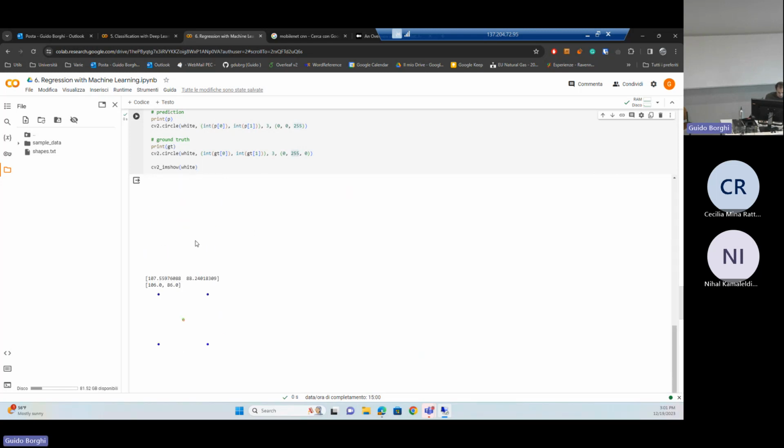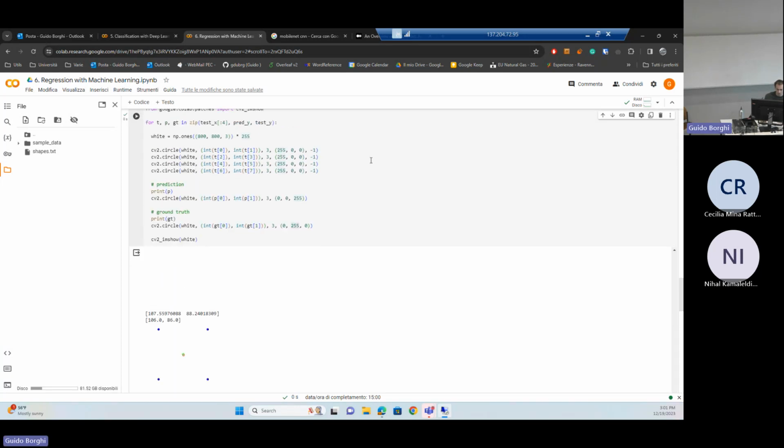Here we have another rhombus. Here we have a square, I think, and you can see that with the square, our prediction is much closer to the ground truth values. So it's a good result.